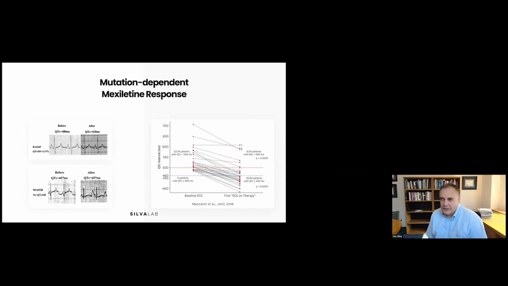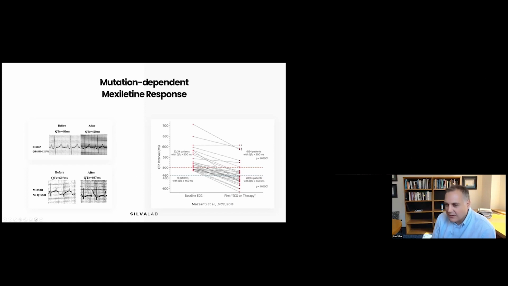So this was data that Silvia Priori shared with us, which shows two different responses to mexiletine. Here's a patient that has a corrected QT interval of 480 milliseconds, and then it went to 420 milliseconds. So the patient responded quite well, going from a prolonged QT interval to what's considered a safe range below about 450 milliseconds. A second patient that had an even more prolonged QT interval actually showed no response to mexiletine.